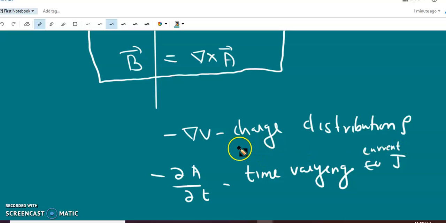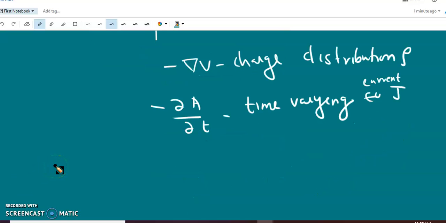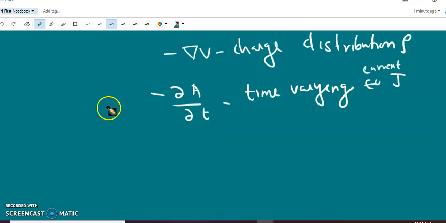But in electrostatics, the source of the electric field intensity vector is rho alone, while in the dynamic case, the electric field intensity has two sources. One is the charge distribution and another is the current distribution with current density J, which is time varying also. But the expressions for J and V have already been studied.